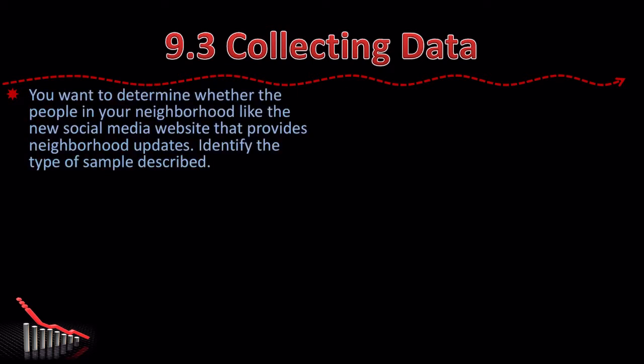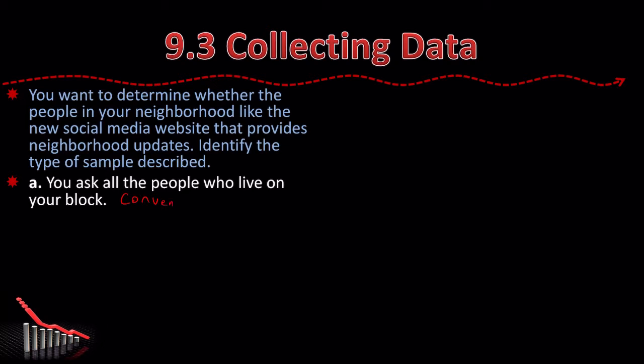So let's say you want to determine whether people in your neighborhood like the new social media website that provides neighborhood updates. Identify the type of sample described. So part A, you ask all the people who live on your block. Well, your block, that's close to home. That is convenience. This is just the people nearby, easy to get to.